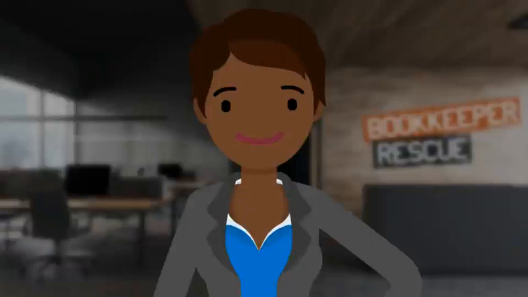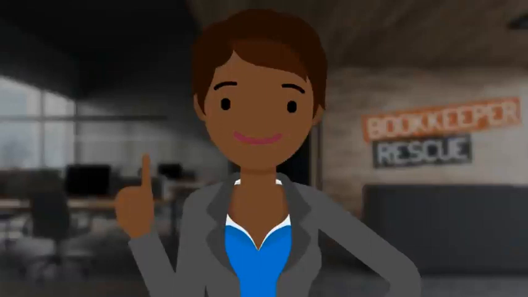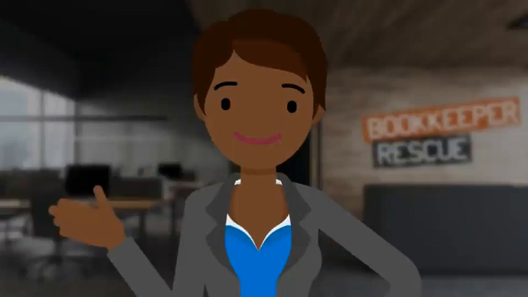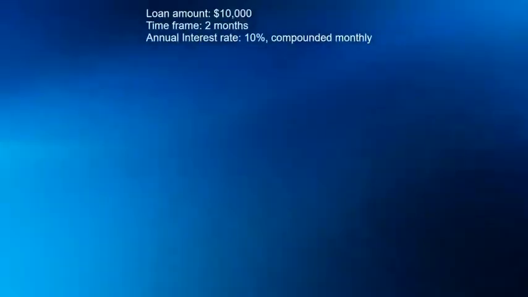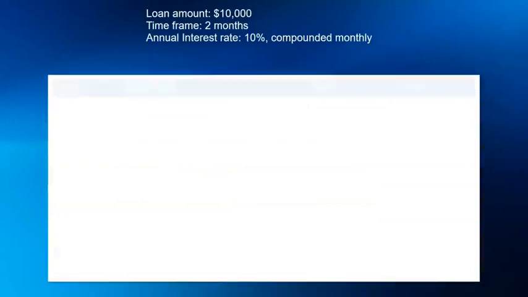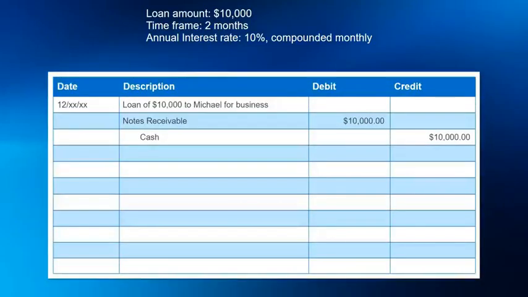Now on to journal entries. These are a little different, so let me show you an example. Take Summer and her friend Moonbeam. If she loaned him $10,000 at a 10% compounded annual interest rate to be paid back in 2 months, we would create an initial journal entry like this.